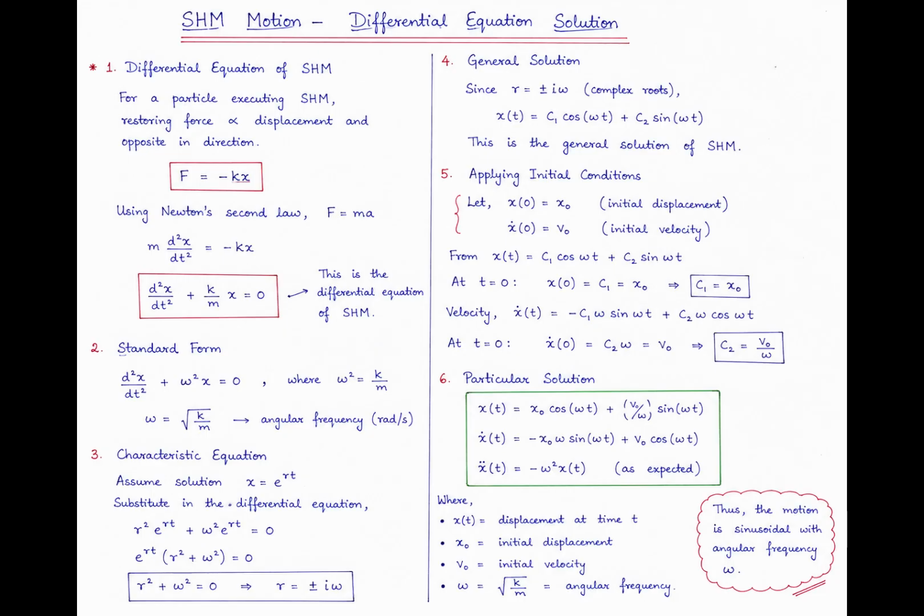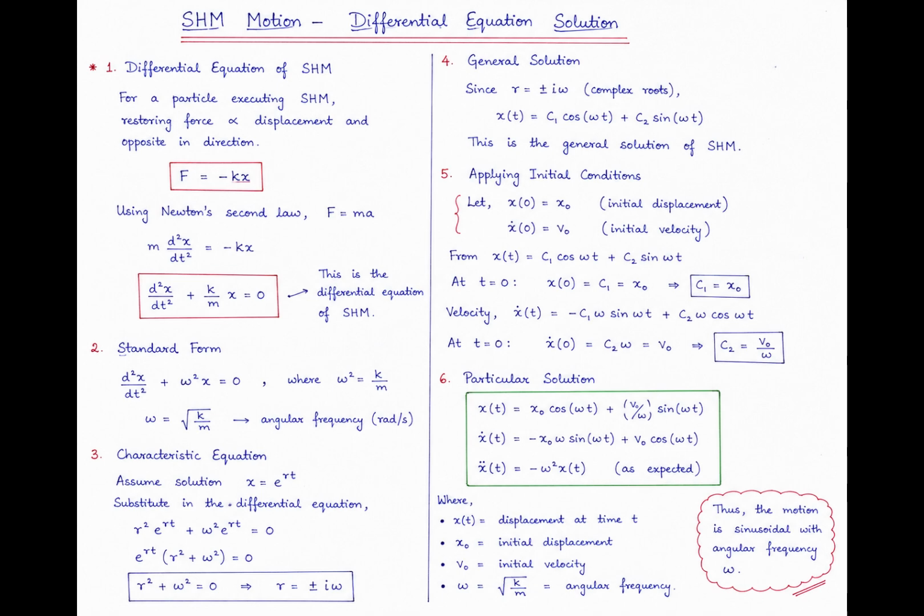The roots of this equation are imaginary, indicating that the motion is periodic and sinusoidal in nature. As a result, the displacement of the particle can be expressed as a combination of sine and cosine functions. This general solution contains two constants whose values depend on the initial conditions of the system.